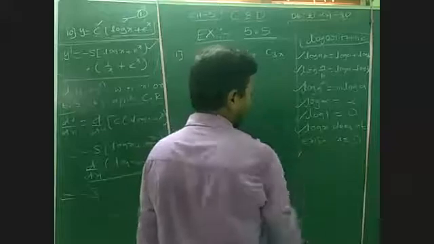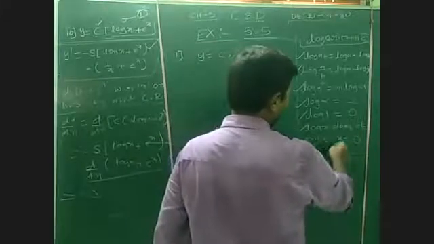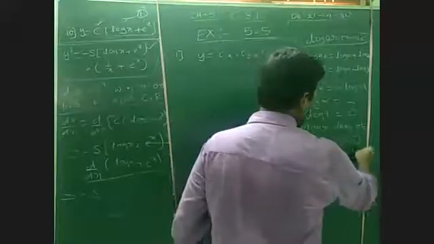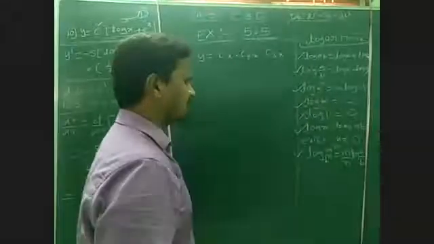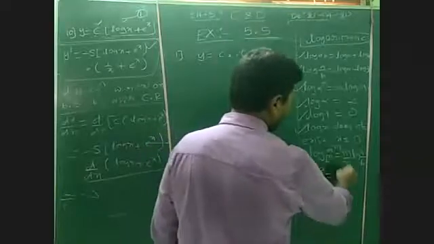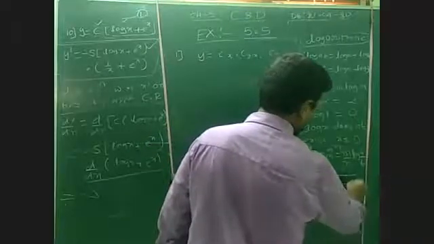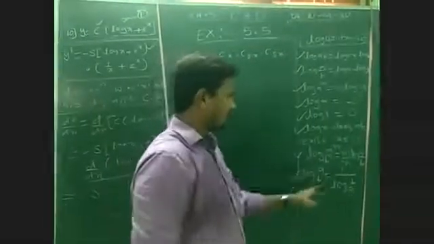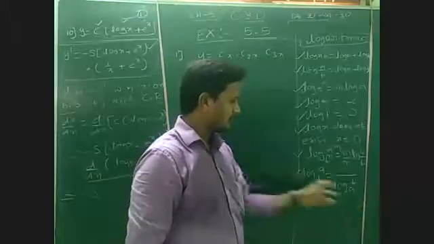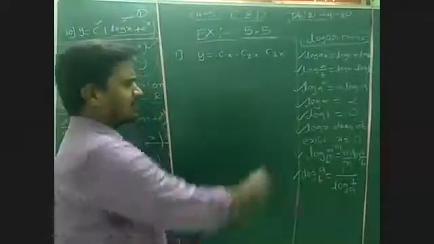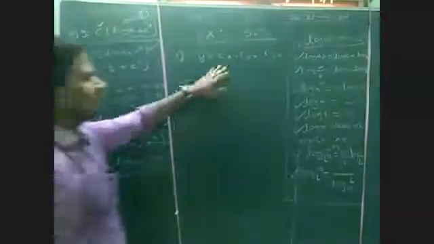And even log a power m, b power n can be written as m by n log a by b. Many properties we can write, like log of a base b can be written as 1 by log b base a. This will be an interchange. We write many properties like this; this is enough. This is logarithmic. Now I am going to apply logarithmic formulas here.